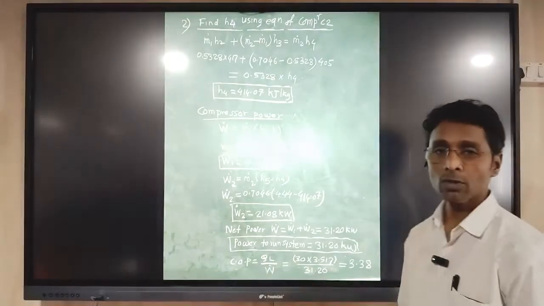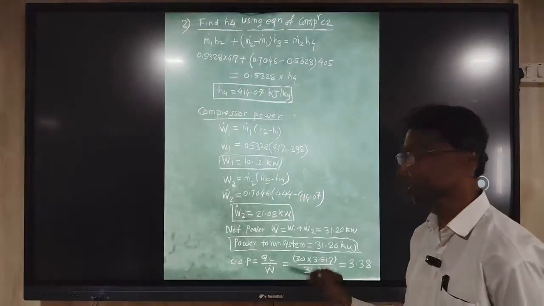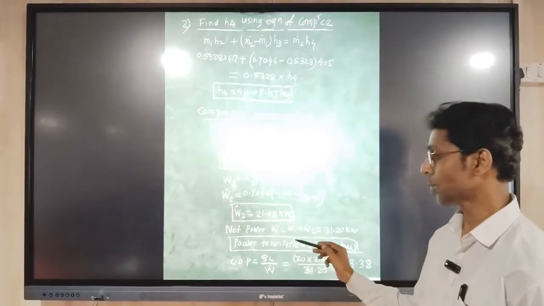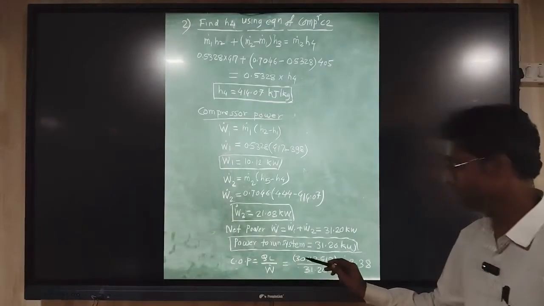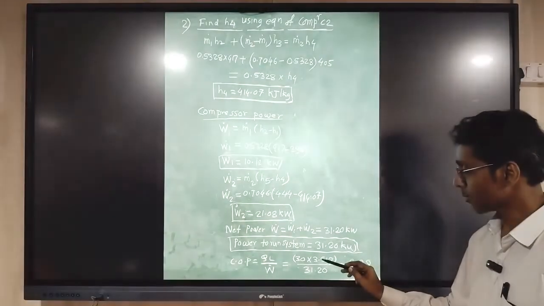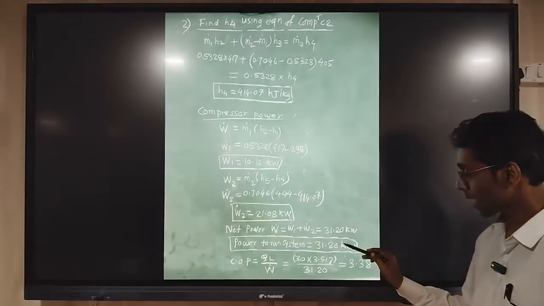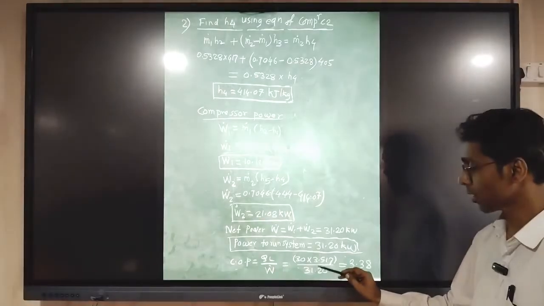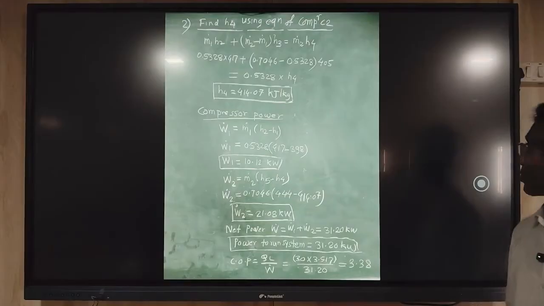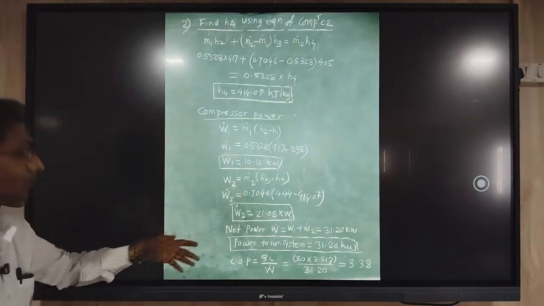Now COP, means coefficient of performance of the system, that is what? Ratio of output to input. Output means cooling effect and input means this net power consumption. So cooling effect in TR, that we convert into kilowatt, so 30 multiplied by 3.517 divided by net power consumption, what we have calculated here in kilowatt, that we put here, and then we find the COP value, coefficient of performance.